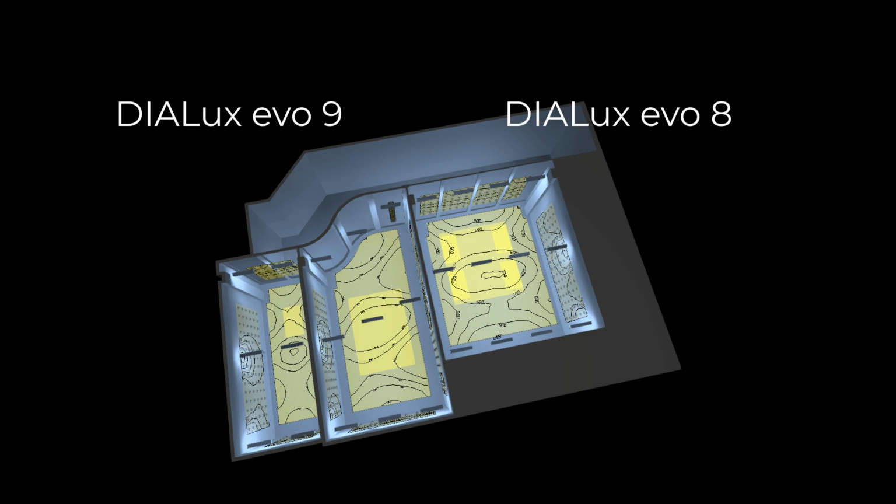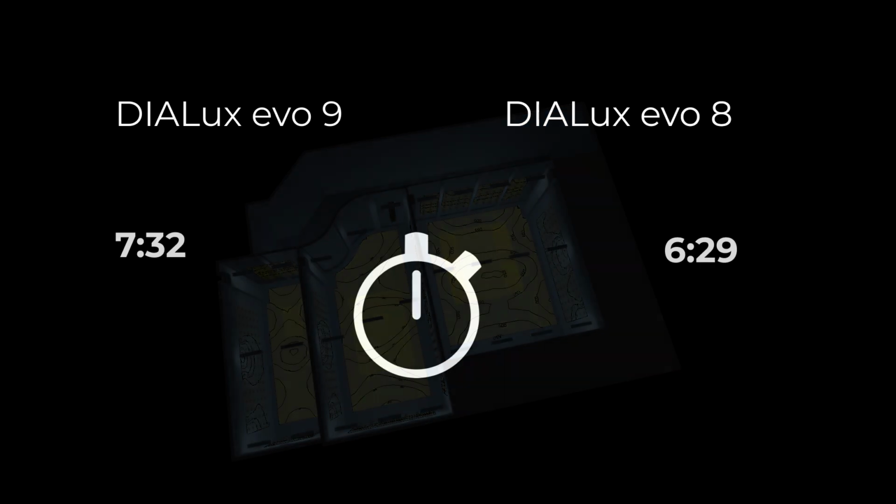Project 1 is an office in which I compare different lighting solutions. A total of 8 times 3 offices with detailed normative calculations, wall surfaces, work planes and numerous UGR calculations. It takes, with Evo 8, 6 minutes 29 and with the newer version 7 minutes 32. That's 16% more with the new software.